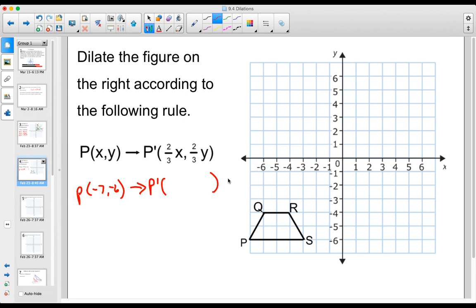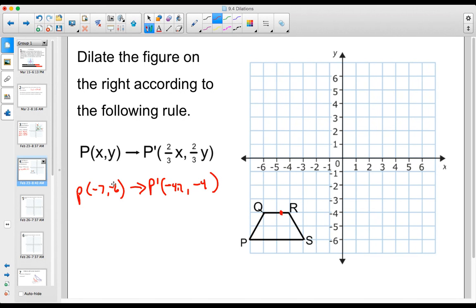I'm going to use a calculator. 2/3 times -7 is about -4.7. And 2/3 of -6 is going to be -4. So (-4.7, -4) is going to be about right here. Is it exact? No, it is not exact, but that's about where it's going to be.